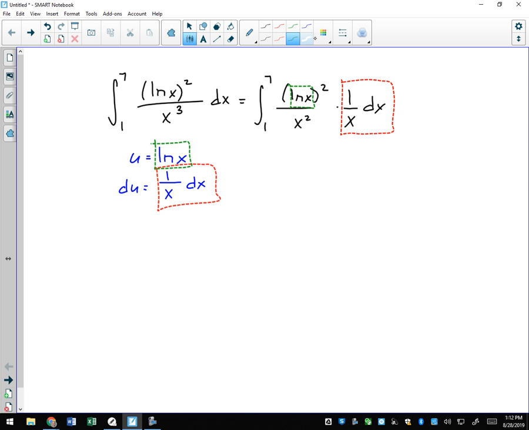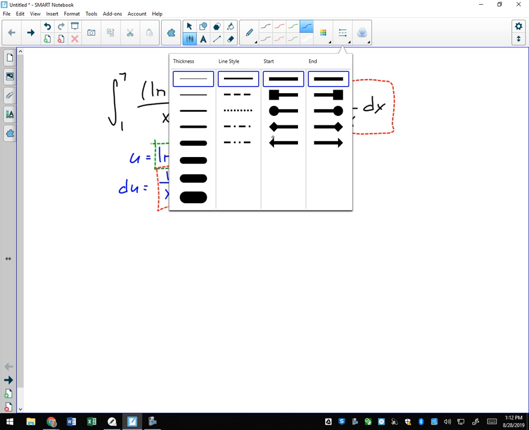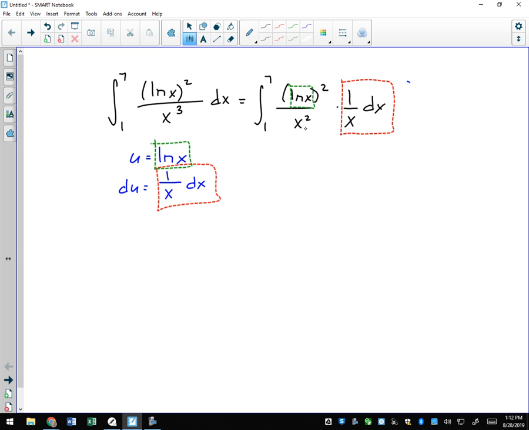The problem is there is still an x squared down here, or there's still an x in the denominator that has not been accounted for, and we will account for that by solving for x in my u equals the natural log of x equation. So let's start substituting. Let me get rid of all this stuff. Let's see, so we have the antiderivative of u squared over x squared, and I'm going to do something with that x in just a minute.